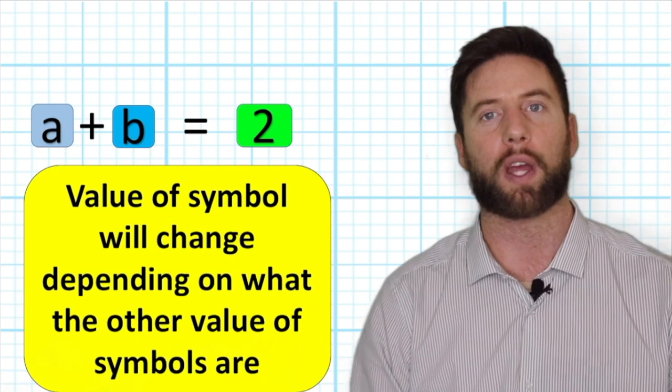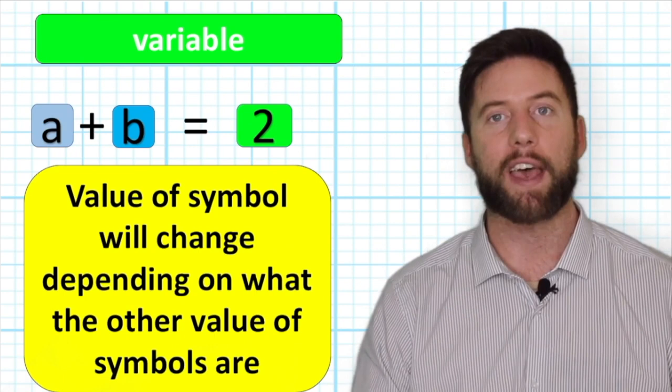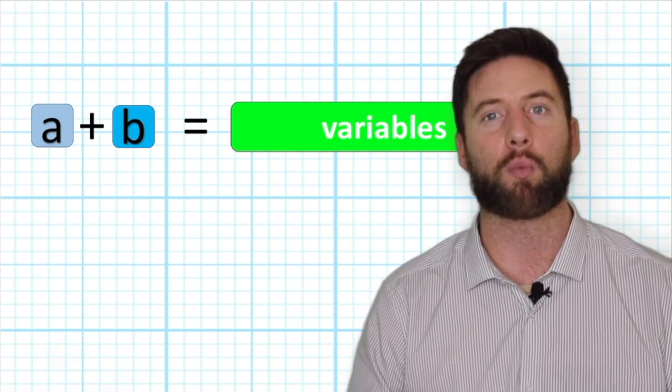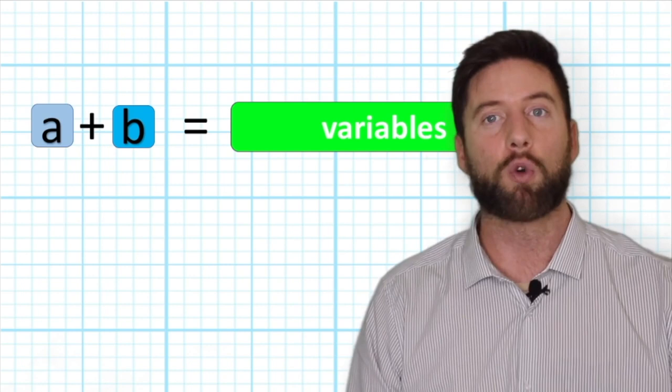And this means that it is variable. These symbols are variables. Their value can change depending on what else is happening around them. So in this example, both a and b are variables because they can both change, their values can both change depending on what the other one is doing. So it's really common in algebra to refer to all letters and all symbols as variables.